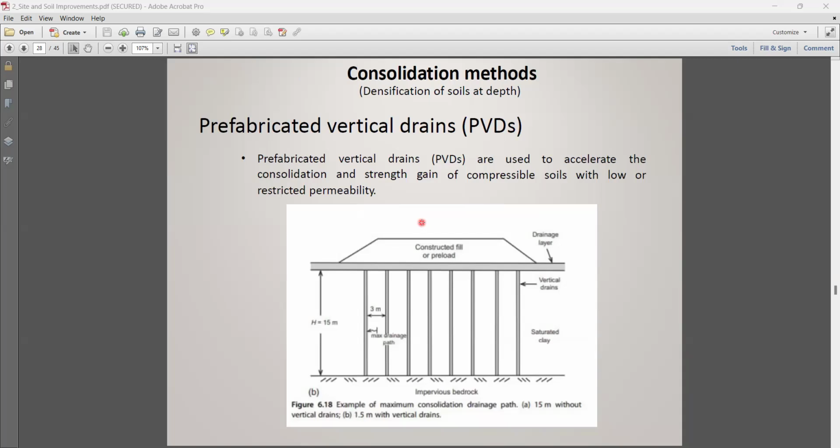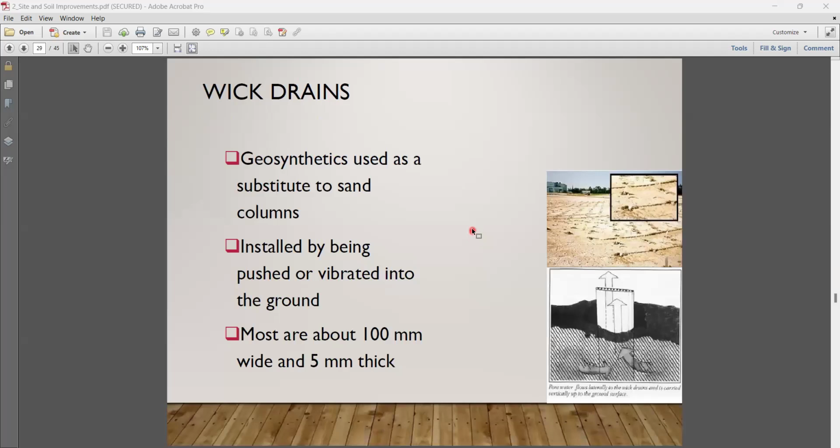The other variation of vertical drain is the prefabricated vertical drain. Prefabricated means the polythene or that kind of rubber roll is in the machine. So the machine drills the hole, inserts the vertical drain, and takes the rig out. Then we can pump. I'll show you some photos.